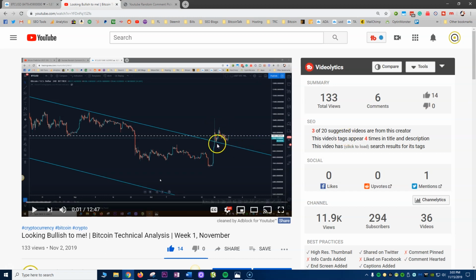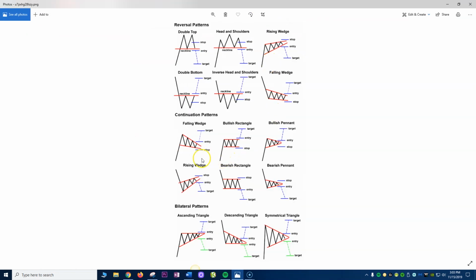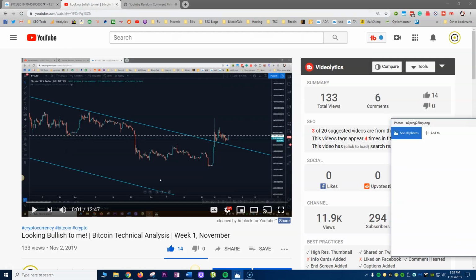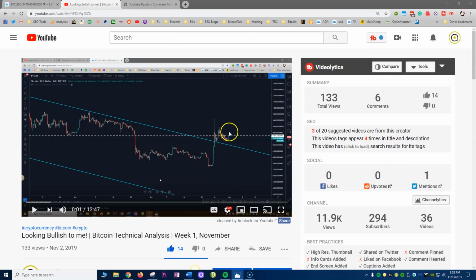As you can see right here, what I'm circling, what I did was I basically pulled up a chart pattern, and I looked for a pattern that looked similar to what was happening with the charts. And what I found was it was one of these continuation patterns, which is usually an indication that we're going to continue going higher. And that's what was forming here. And unfortunately, that didn't happen.